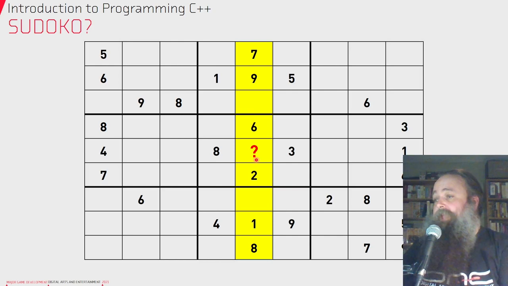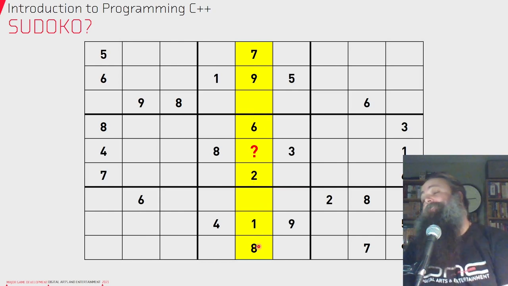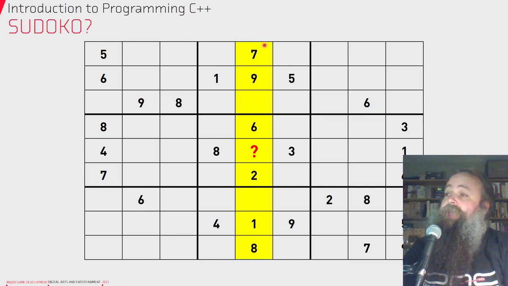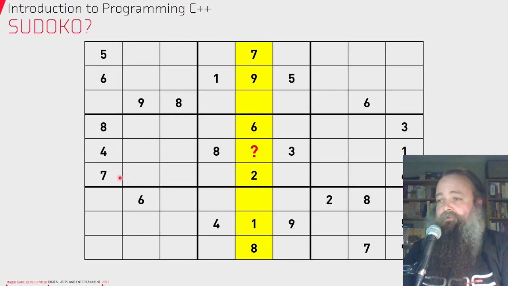There's a question mark here. Well, I can put any number I want, but it can't be a 7, it can't be a 9, it can't be a 6, it can't be a 2, it can't be a 1, and it can't be an 8 either. Because every number, every digit, can only be in each column once. Okay? That's the first rule.